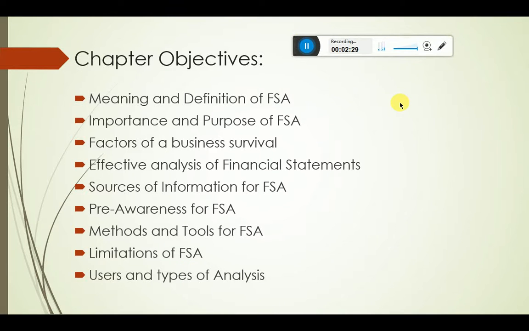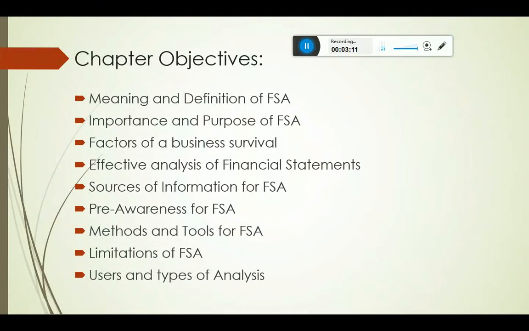In this chapter we'll discuss the meaning and definition of the financial statements analysis, importance and purposes of financial statements analysis, factors of business survival, effective analysis of financial statements, sources of information for financial statements analysis, pre-awareness for financial statements analysis, methods and tools used for financial statements analysis, limitations of the financial statements analysis, and users and types of financial analysis. So these are key topics that we are going to cover in this chapter.